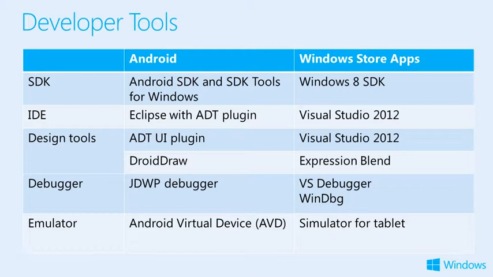Android provides an emulator, Android virtual device, which helps test applications without the real Android device. Because Windows Store app runs on Windows 8 platform, emulator is not required, but for the sake of testing applications on tablets, we still provide a simulator for tablets. It can help the developer test the layout with common touch and rotate events.